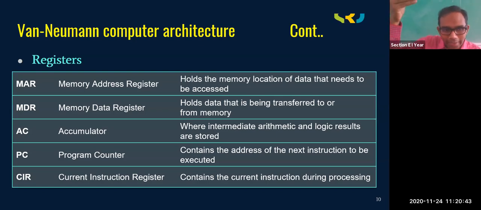In a program, I'll be having a sequence of instructions: instruction 1, instruction 2, instruction 3, and so on. Suppose instruction 1 is under execution. We are executing instruction 1. Then the program counter will hold the next instruction address. Instruction 2's address will be stored in the program counter, and so on.